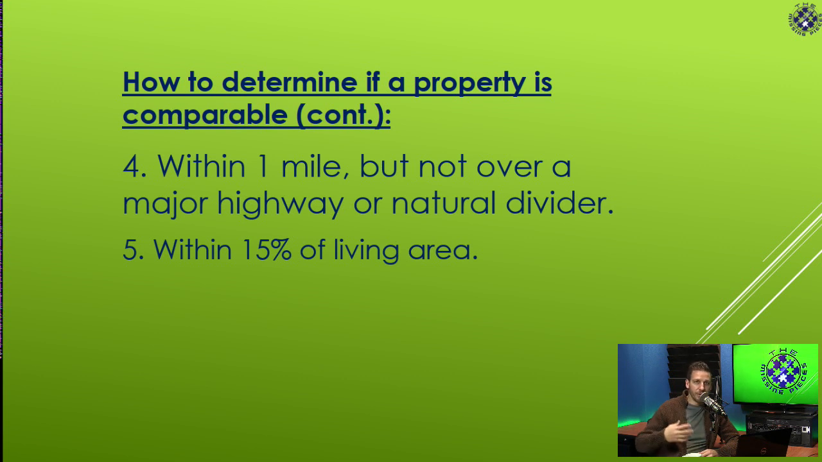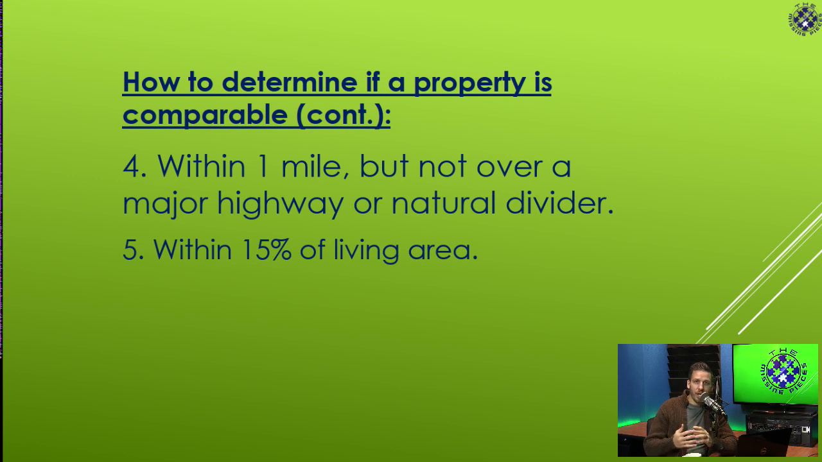Your living room, bedroom, bathrooms, kitchen, all of those areas that are under the roof. Now, when I say within 15% of living area, what that equates to, if I have a 2,000 square foot house, I would be looking at a range of potential comparables from 1,700 square feet up to 2,300 square feet. Anything within 1,700 to 2,300 square feet is going to be a similar comparable to my 2,000 square foot house.